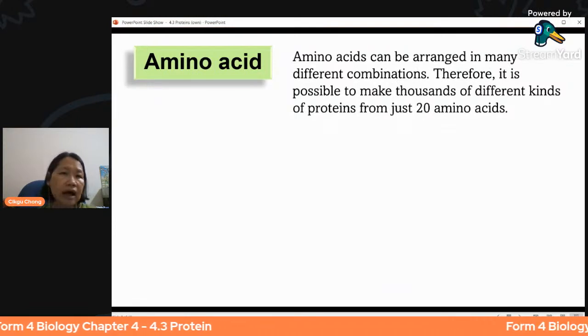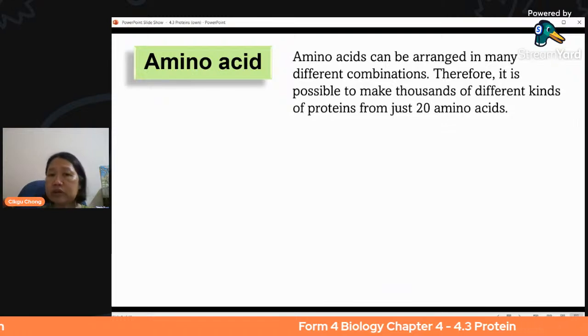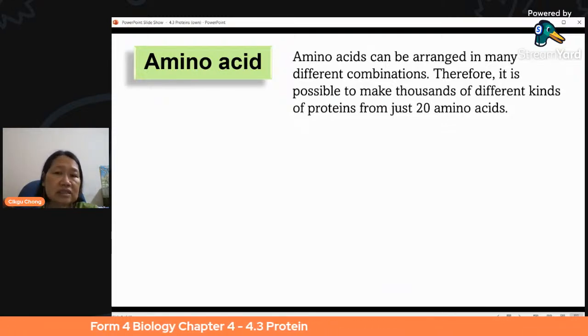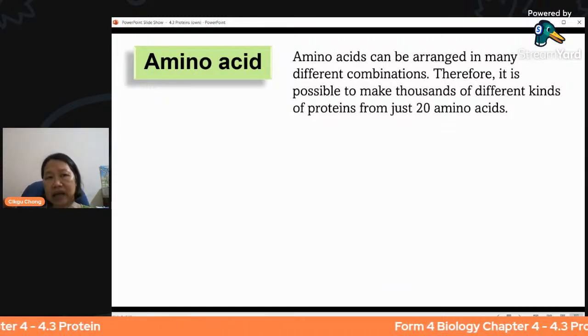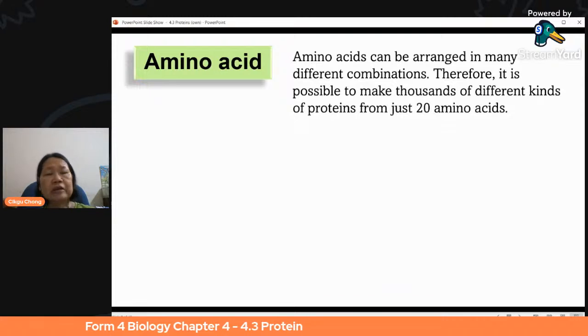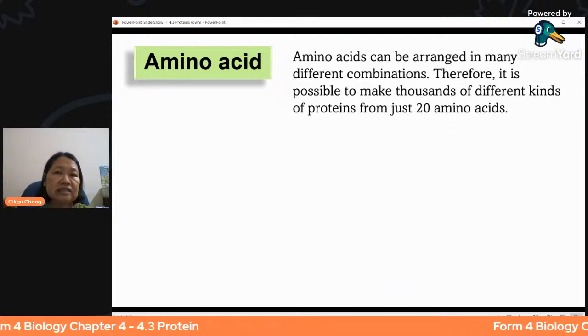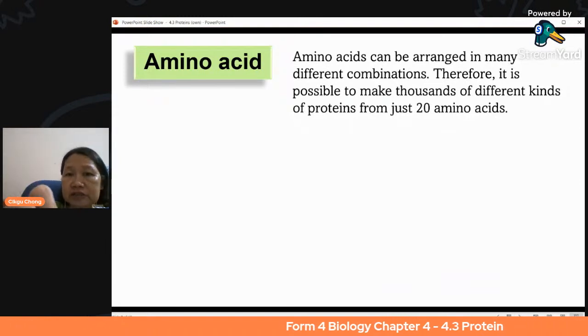But are there only 20 types of protein in the world? Are there only 20 types of protein? Actually, no. There are thousands and thousands of different types of protein. But out of the 20 amino acids, how can you make thousands and thousands of different types of protein? Okay, so look at this sentence: amino acids can be arranged in many different combinations. So the keyword is combination.